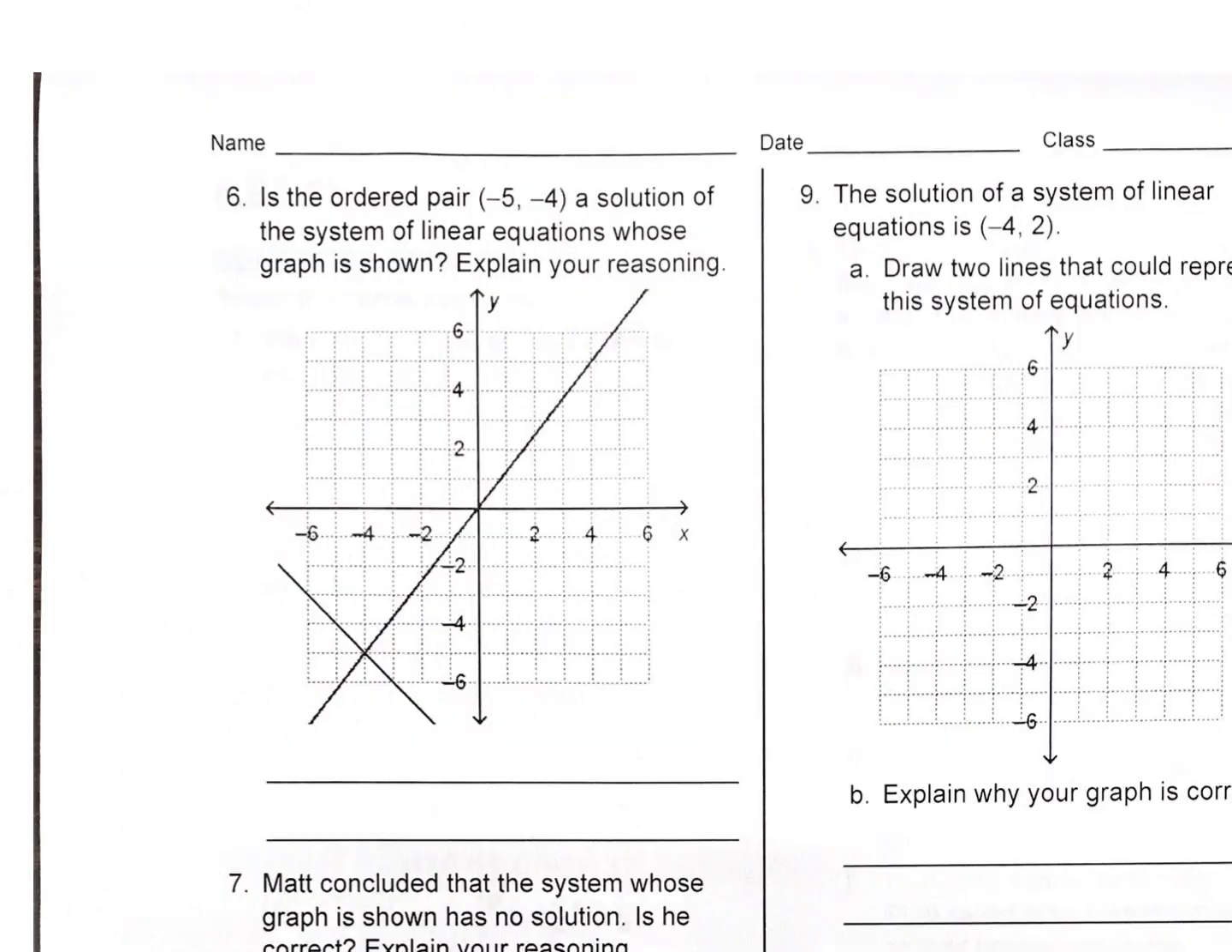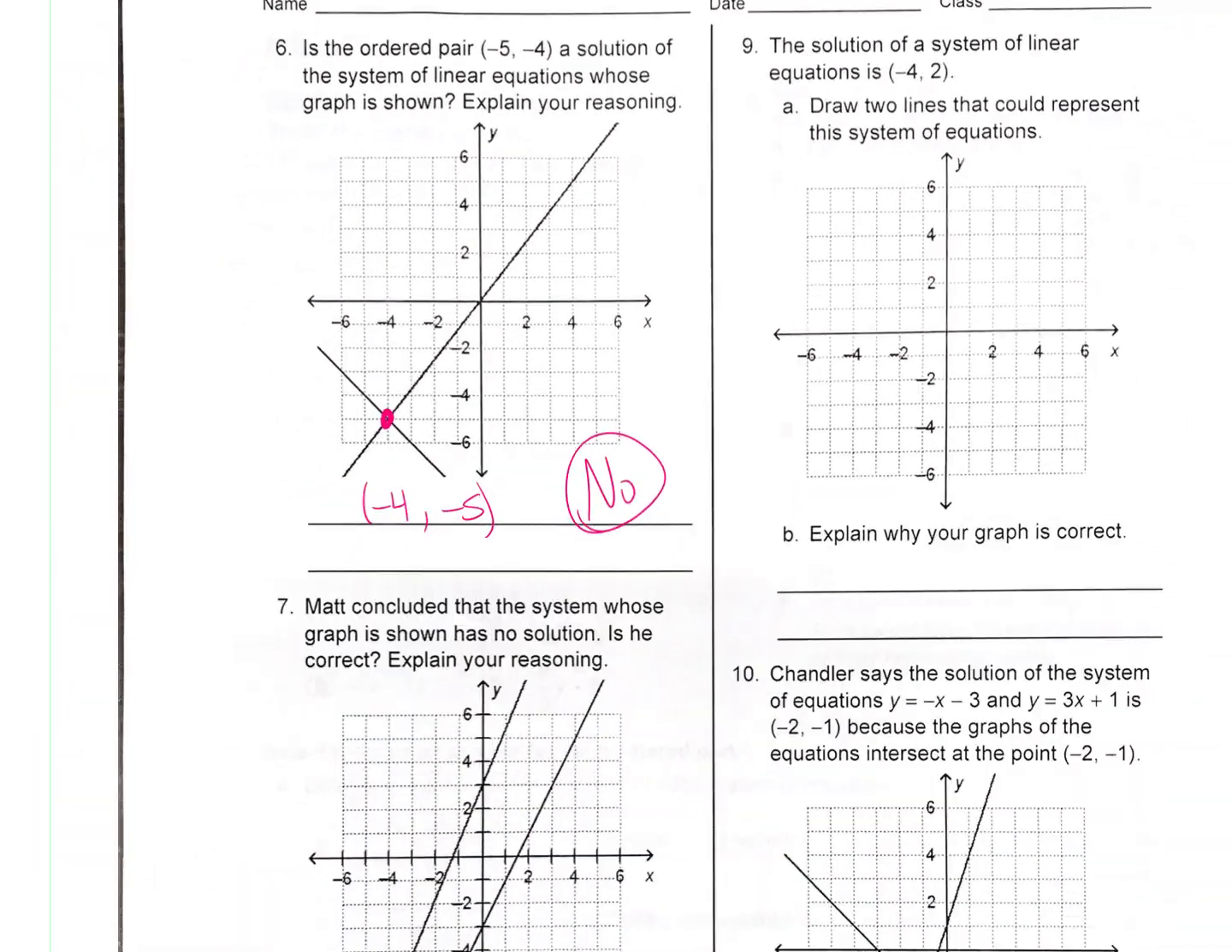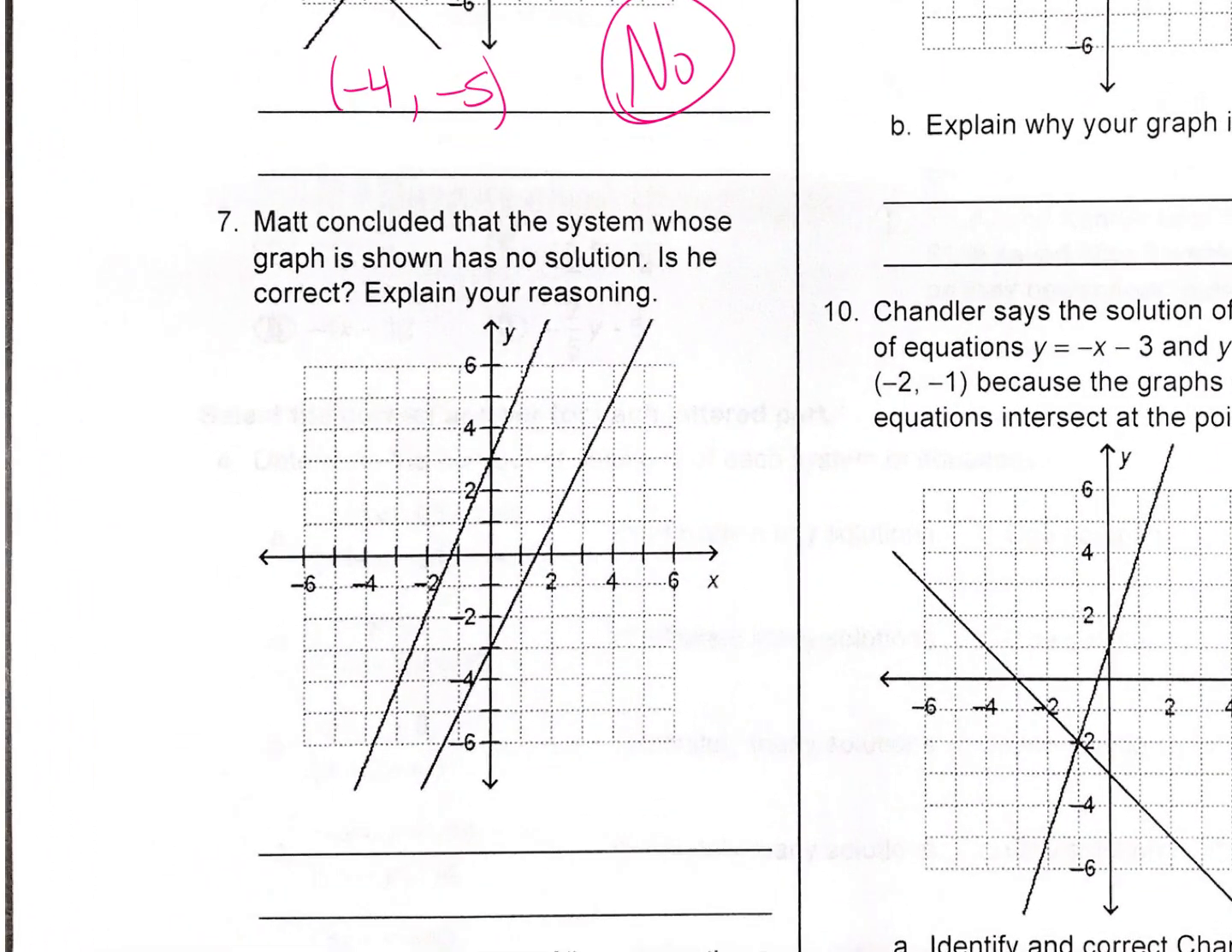Number 6 asks if the ordered pair negative 5, negative 4 is the solution. So here's our ordered pair where they cross. It's where x is negative 4, y is negative 5, so no. It swapped the x and y coordinates. Number 7, Matt concluded that this has no solution. Is he correct? No. These are not parallel. They will eventually cross.